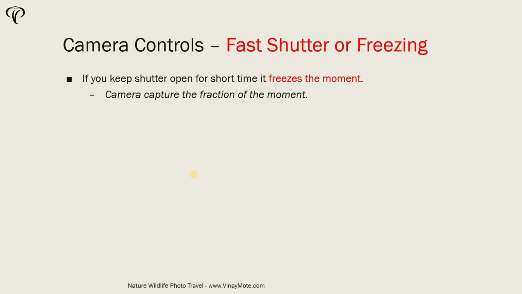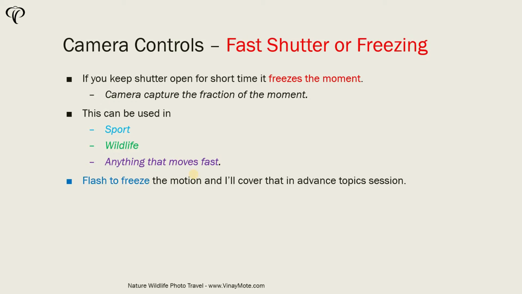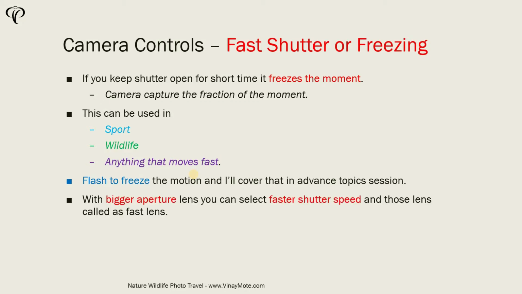If you keep the shutter open for a short time, it freezes the moment and captures a fraction of a moment. This can be used in sports or wildlife. Anything that moves fast, you want to stop or freeze and capture a fraction of that moment. You can also use flash to freeze the motion, and I will cover that in further advanced topic sessions. With a bigger aperture lens or fast lenses, you can select a very fast shutter speed. Now let's see the example.